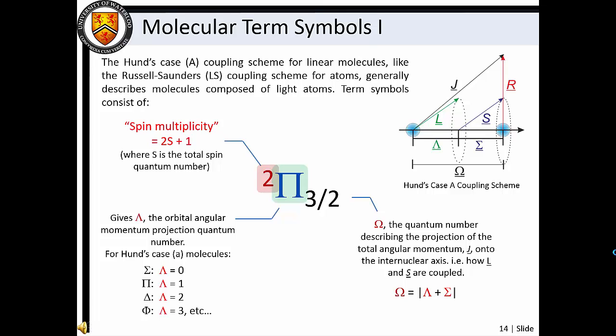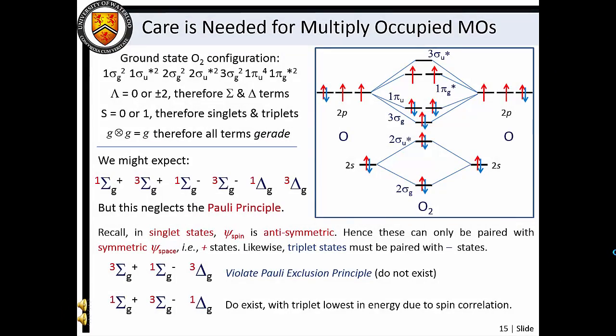Values of lambda equal to 0, 1, 2, 3, etc. give rise to sigma, pi, delta, phi, etc. molecular terms. Note the parallels between lambda and the atomic quantum number L. The subscripted value describes the total angular momentum projection quantum number, omega, which we've also seen describes how the orbital and spin momenta are coupled. Closed shell molecules are always described by singlet sigma terms.